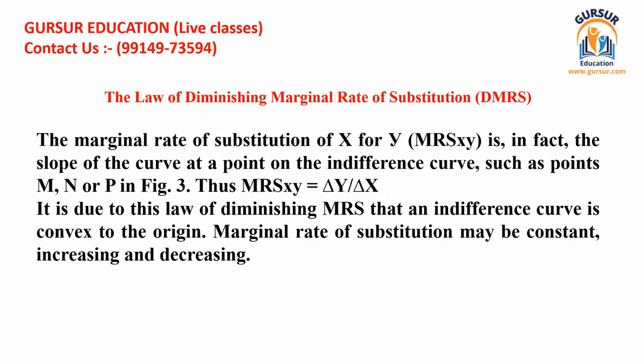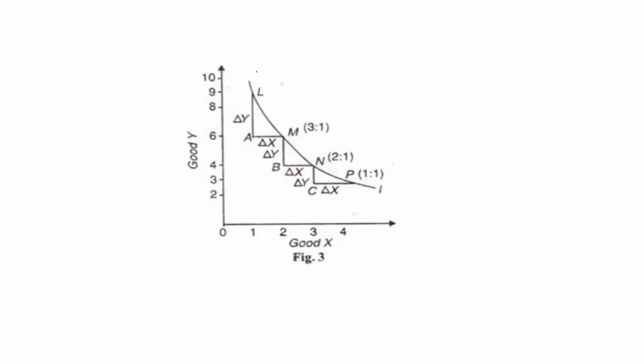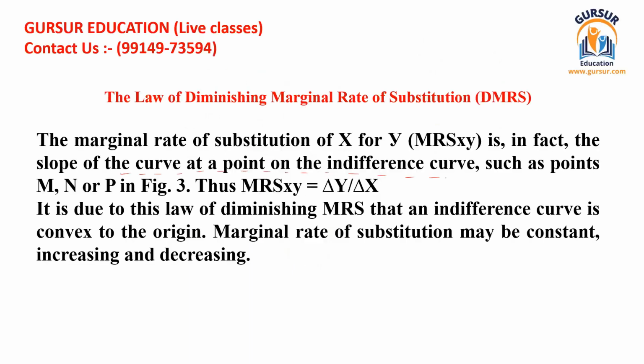This is, in fact, the slope of the curve at a point on indifference curves. So this is the slope of the curve. It shows you the slope of the curve on the basis of a combination of different commodities. So I hope you have got an idea. This is very easy to understand. As you consume more and more units of the first commodity, you have to reduce the consumption of units of the second commodity. Only then there will be an equal level of satisfaction.